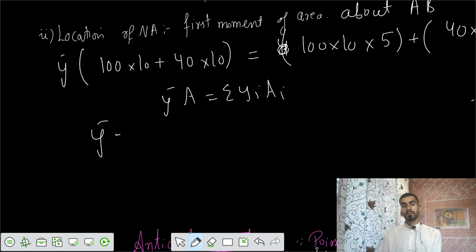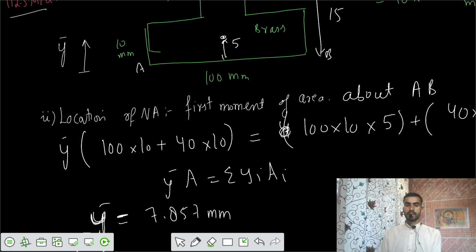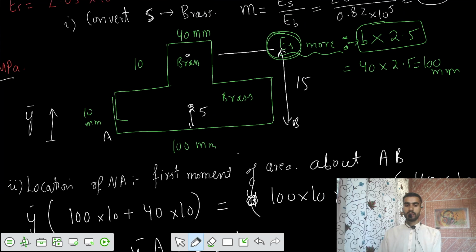And we got the location of the neutral axis. Actually, it is the location of the centroidal axis, the centroid. But we know that the centroidal location is the same as the neutral axis location. So we got the value of 7.857 mm. So the neutral axis is somewhere here. So this is your neutral axis.